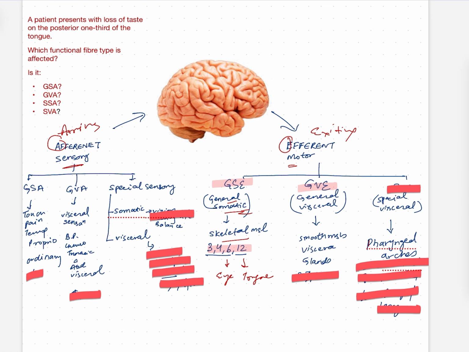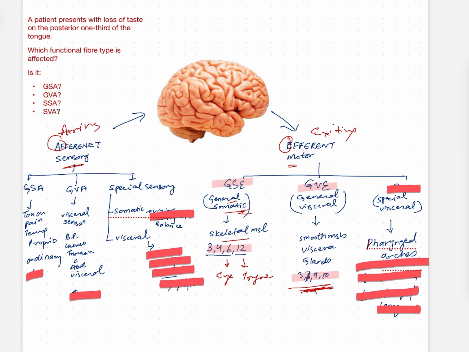Now the question is, which nerves supply these? The salivary glands, we know, by the seventh and ninth nerves, and pupil constriction by the third nerve, and also some supply by the 10th nerve. That is the parasympathetic supply.